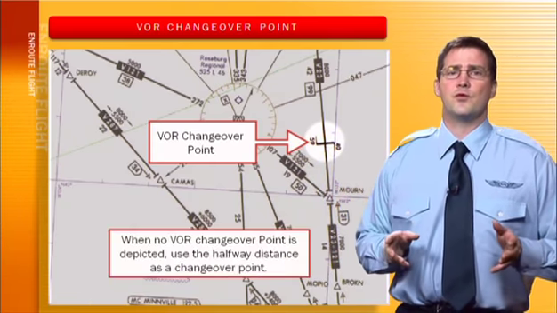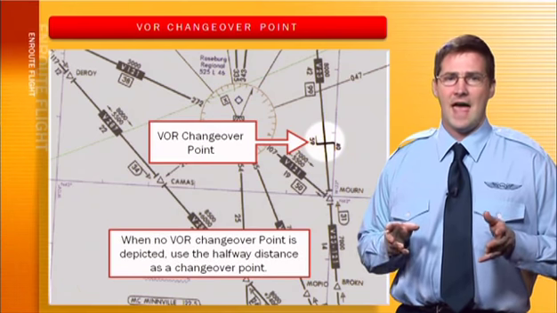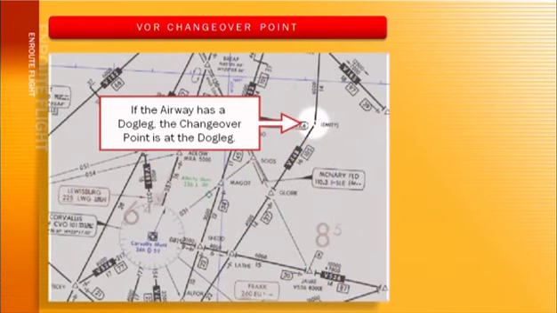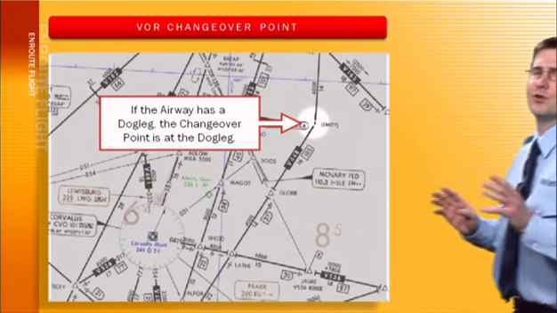Now if there's no changeover point, simply switch your nav aids at the halfway point on the chart. Sometimes an airway has a dogleg turn, and when you see a dogleg, consider it to be the switchover point.